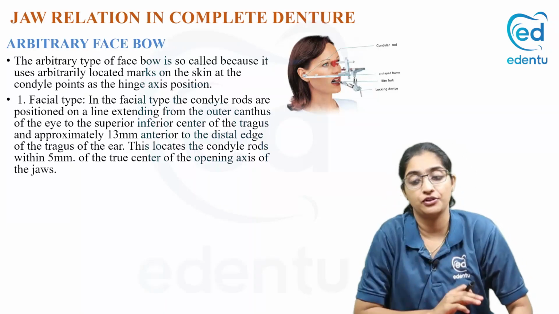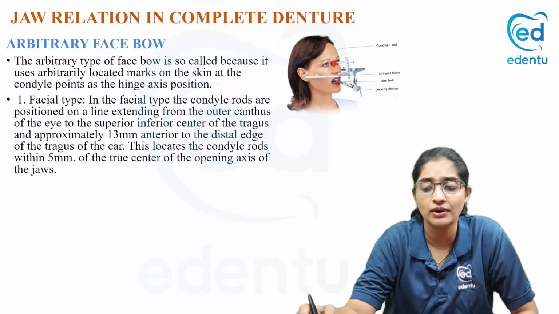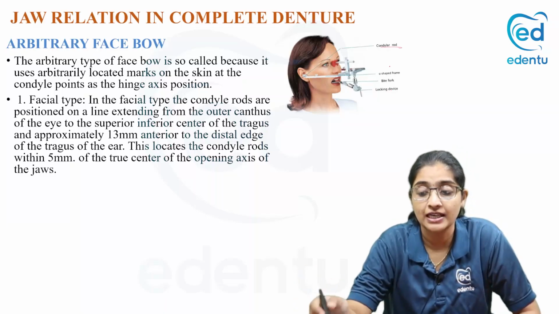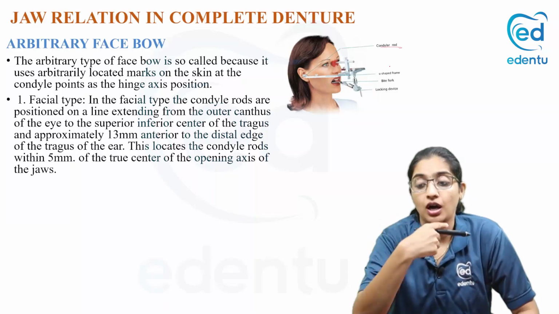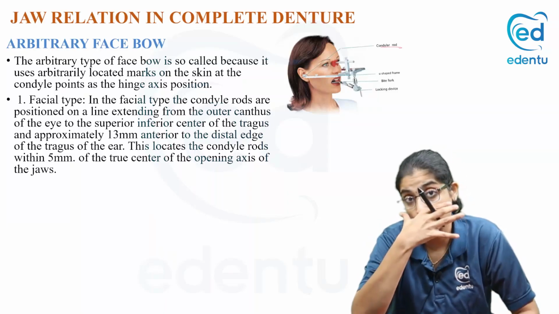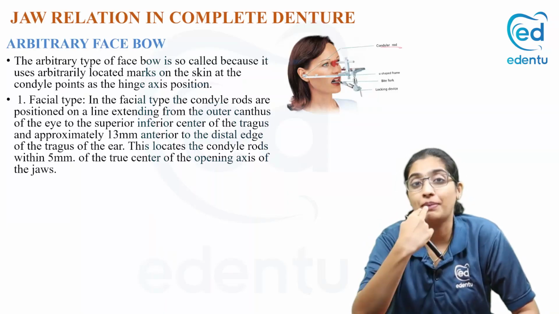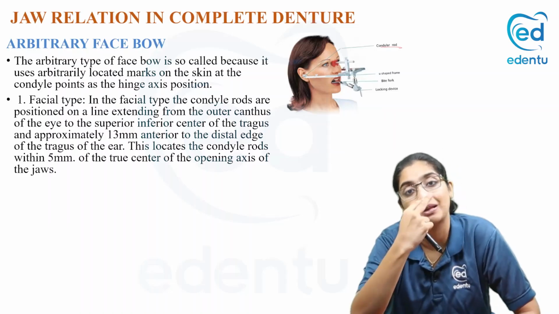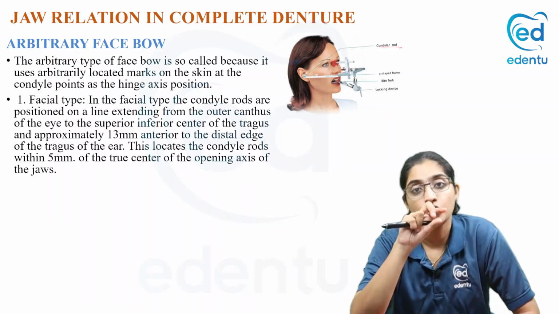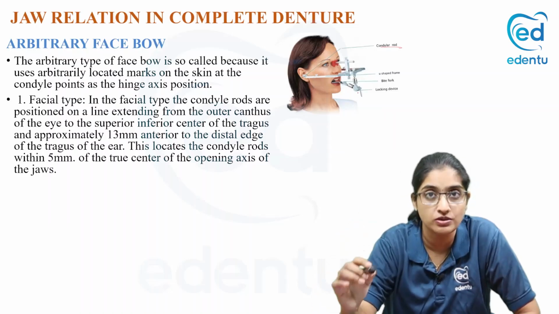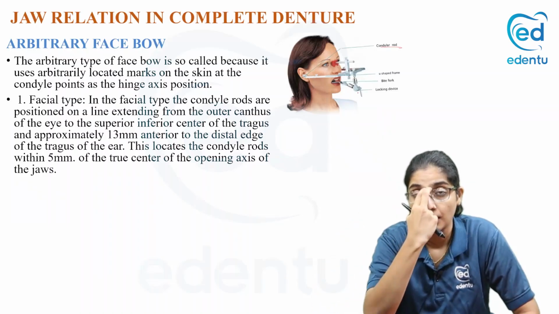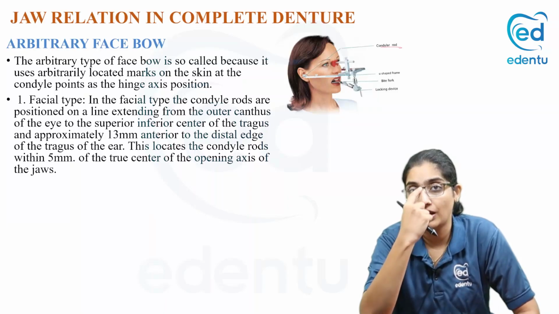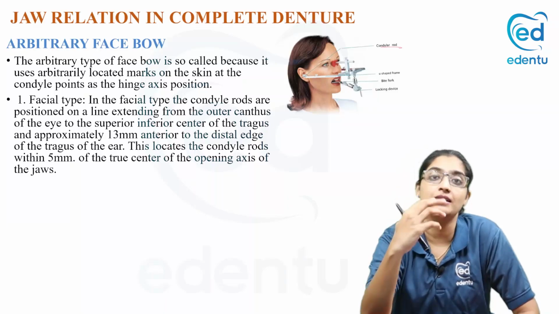Coming to the arbitrary face bow. This is how an arbitrary face bow looks. It will have a condylar rod. It will have a U-shaped fork which goes inside the frame. It has a bite fork, on which either you bite on the teeth or you place it onto the maxillary arch. You have a locking device which locks the whole system, and you have a nasal styli which stabilizes the face.